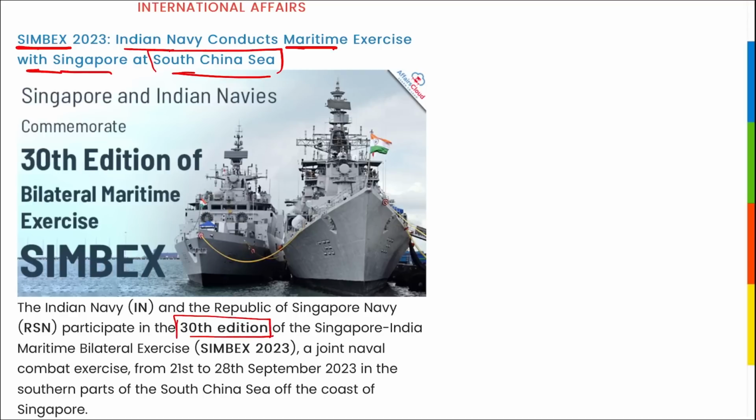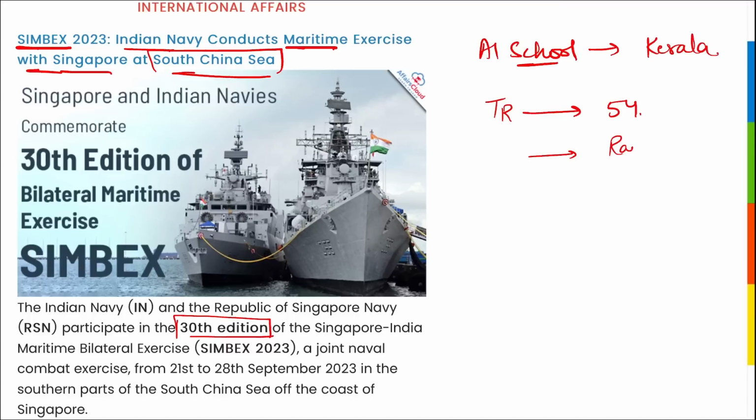Next thing, remember, recently AI schools were launched by which state? It was launched by Kerala. Then how many tiger reserves are there in India? Total 54, and the last one was in Rajasthan, and in Rajasthan there are 5 tiger reserves now. Then which city has topped the Swachh Vayu Sarvekshan 2023? It is Indore.